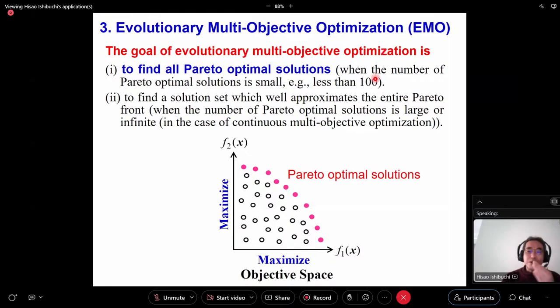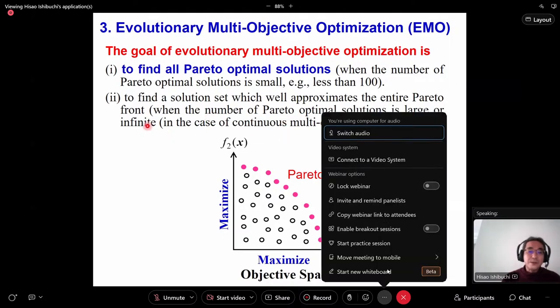This is only when the number of Pareto optimal solutions is small, for example, 100. When the number of Pareto optimal solutions is large or infinite, for example, in the case of continuous multi-objective optimization, we have an infinitely large number of solutions on this Pareto front, on this trade-off surface.